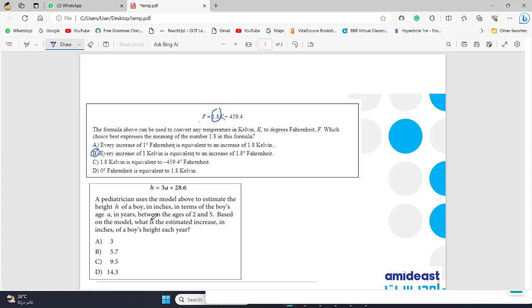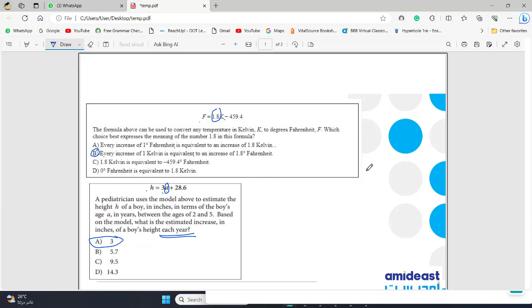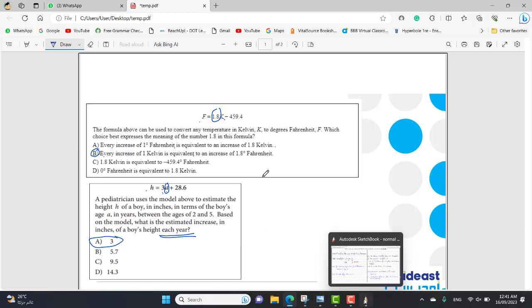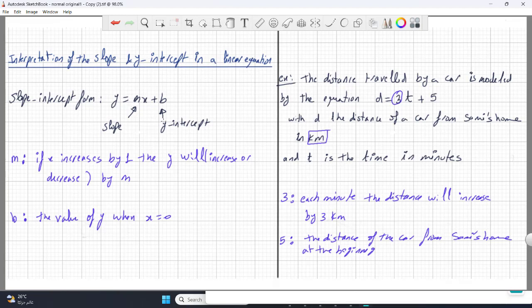This is another exercise from an SAT exam. The pediatrician used the model above to estimate the height H of a boy in inches in terms of the boy's age A, between 2 and 5. Based on the model, what is the estimated increase in inches of a boy's height each year? Each year, which is A. So when A increases by 1, H will increase by the slope. It's 3. So the answer is 3. Now another exercise.